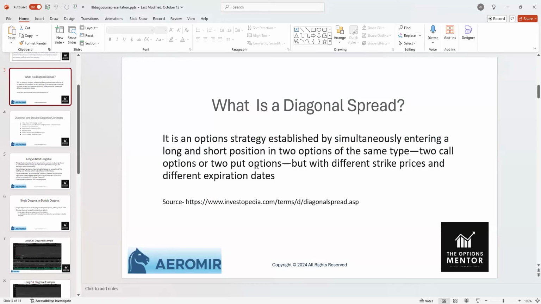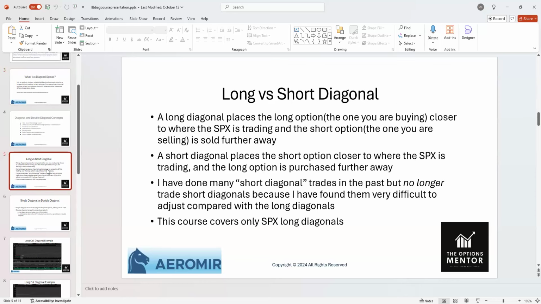But a diagonal, of course, is very much like a calendar, except the strikes aren't the same. It's an option trade with the shorts in the near expiration. You buy a long in a further out expiration. In a calendar, it'd be the same strike. In a diagonal, it's two different strikes. And now the long diagonal, which is exclusively all I do and has been now for a few years, you have the long, you buy the long option closer to where we're trading than the one you're selling.